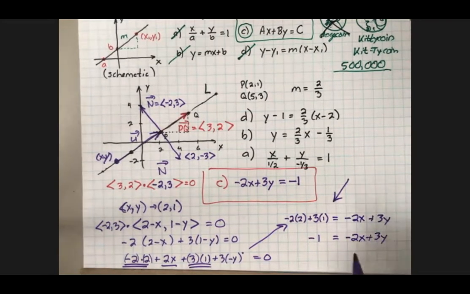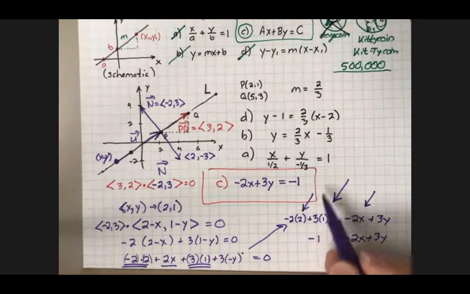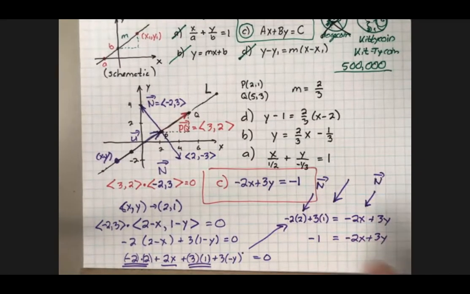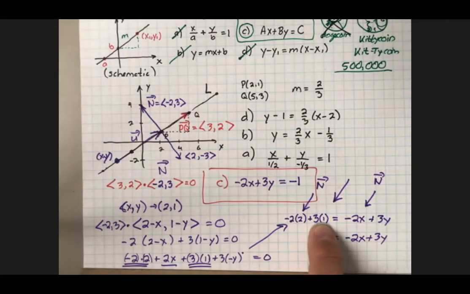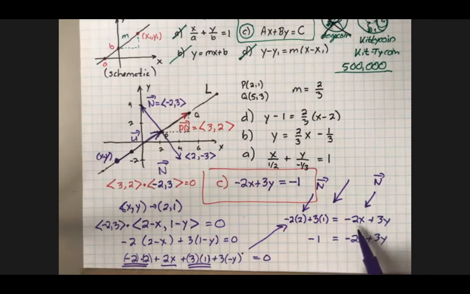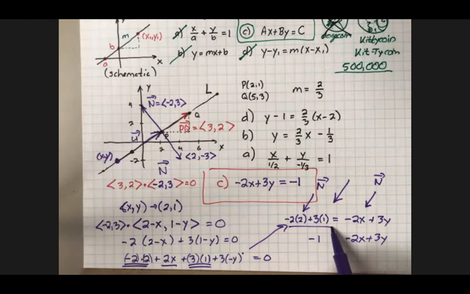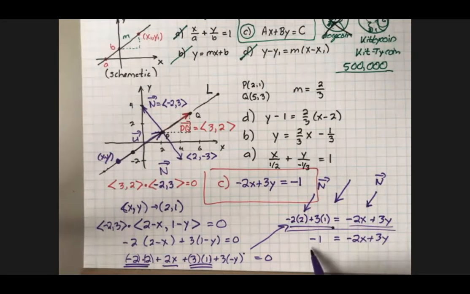But look at this stage right here. This stage displays the normal vector on both sides. Do you see the minus 2 and 3? That was the normal vector, on this side and on this side. Both sides display the normal vector. What's the difference between the two sides? On this side, I'm dotting the normal vector with the generic x, y. And on this side, I'm dotting the normal vector with 2 and 1. This produces a number, and this produces, in total, the equation of the line, negative 2x plus 3y equals negative 1. This doesn't look like a time saver yet, but be patient with me.